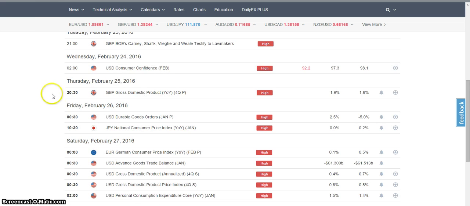Throughout the rest of the week, Thursday, February the 25th, we have some GDP numbers coming out for the pound. We're currently forecasting 1.9%, with the previous month being 1.9%. So hopefully we'll see a number around 1.9% or higher. And if we do, we're going to see some strength in the pound coming back in.